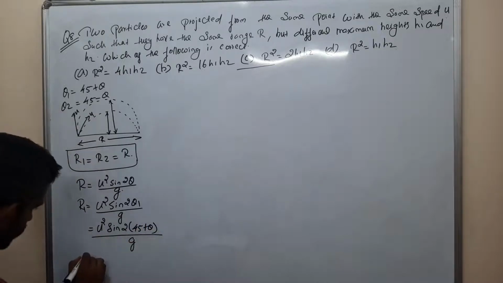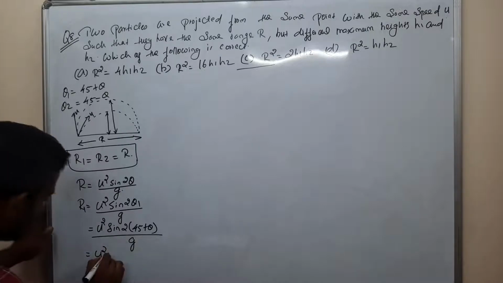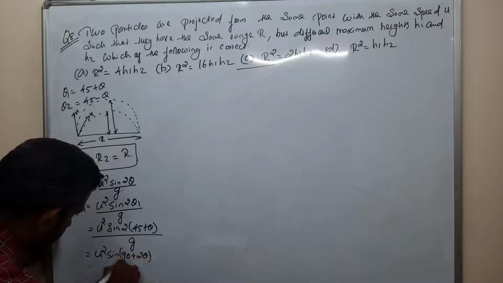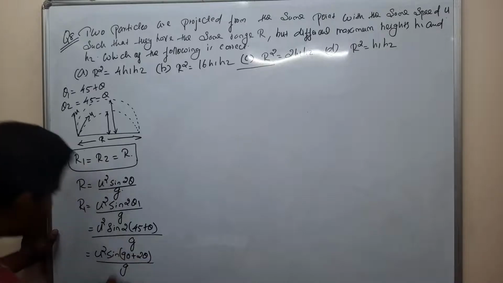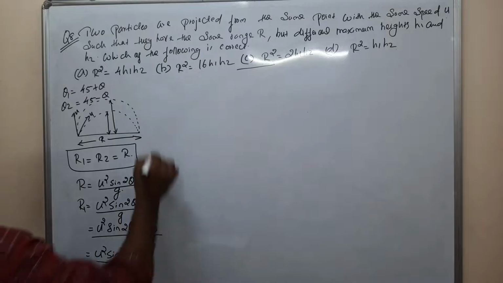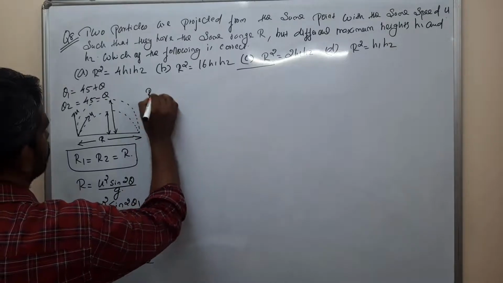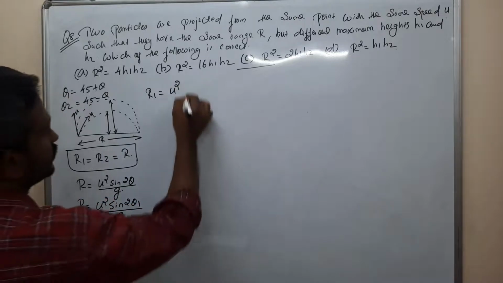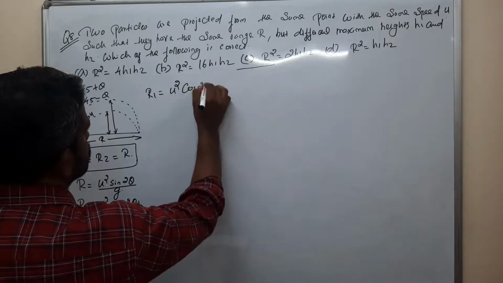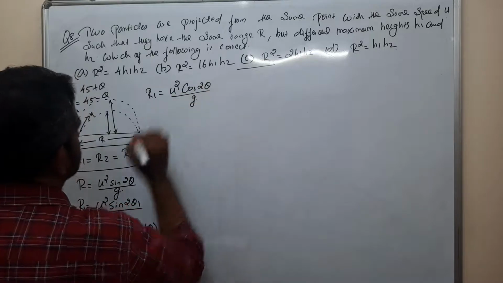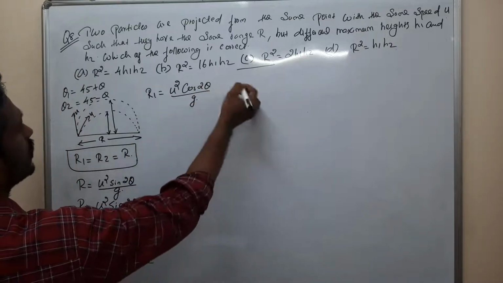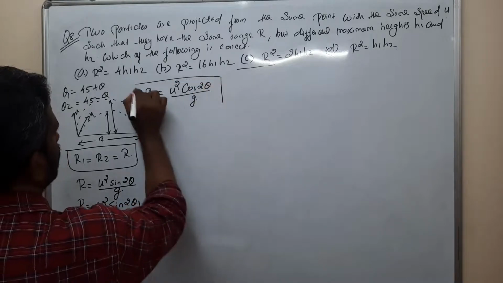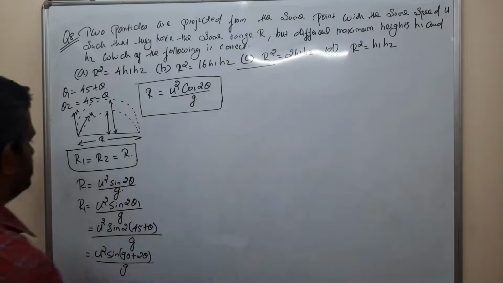So that's equal to u square sin (90 plus 2 theta) divided by g. So we will get R1 is equal to u square sin (90 plus 2 theta), that is cos 2 theta, divided by g. So R1 is equal to R. So we can write R is equal to u square cos 2 theta divided by g.